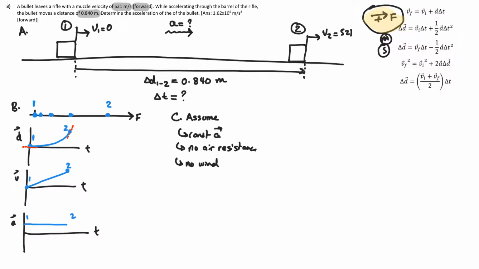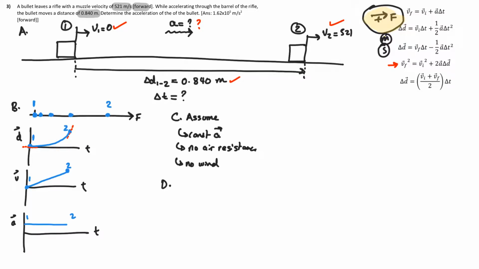Now let's do part D. What are we trying to find? We're trying to find acceleration, so this is what we're trying to find. We have the initial velocity, final velocity, and the displacement. So I'm going to look at my equations. What we don't have is time, so I have to find the equation that doesn't have time. This one has time, time, time. This one doesn't have time. That's what I'm going to choose.